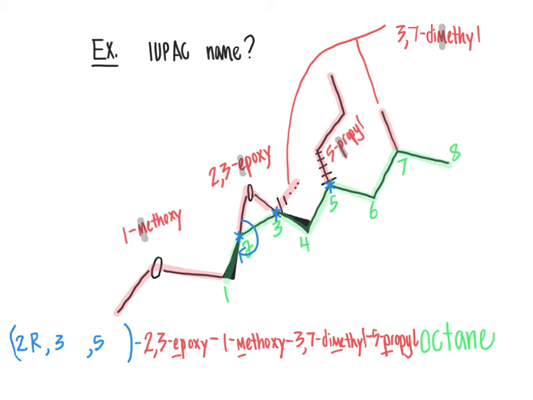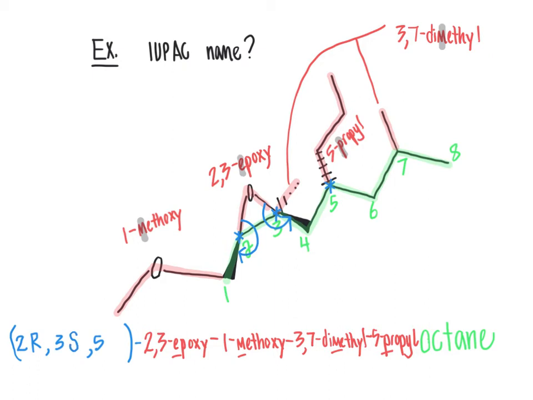Similarly, at position 3, we ranked the 4 groups. Highest priority group is going to be that carbon-oxygen bond. Second highest is going to be the bond going over to the other carbon of the epoxide group. Next highest is that bond between carbon 3 and 4. And then lowest ranked is the methyl group. The methyl group is ranked lowest and pointed away from us. So therefore, when the lowest ranked group points away from us and the arrow goes counterclockwise, that is going to mean that it is an S configuration. So at position 3, we plug in S.